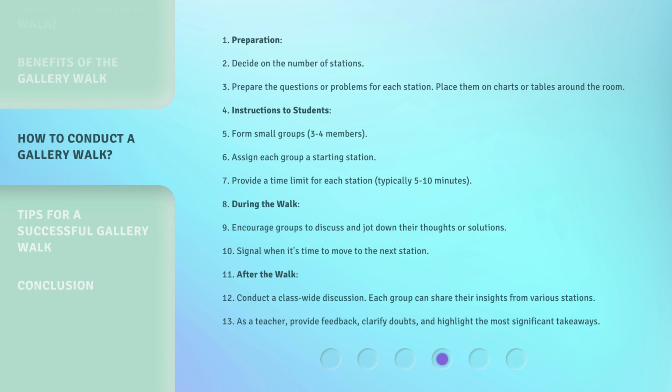1. Preparation. 2. Decide on the number of stations. 3. Prepare the questions or problems for each station. Place them on charts or tables around the room. 4. Instructions to students. 5. Form small groups, 3 to 4 members. 6. Assign each group a starting station.